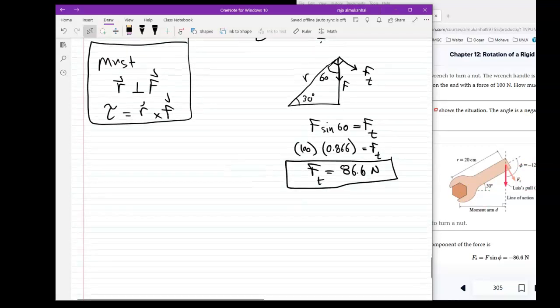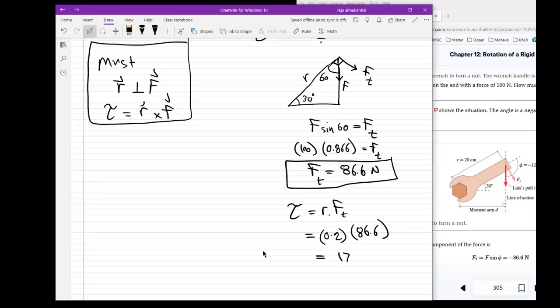And now, what is the torque? Well, the torque is RF, so that will be equal to, R is given to us right here, 20 centimeters. F, remember, this is F sub t, so that's going to be 0.2 times 86.6, and that will give me 17.3. And what is the unit of torque? Well, this is meters, this is Newton, so Newton meter.